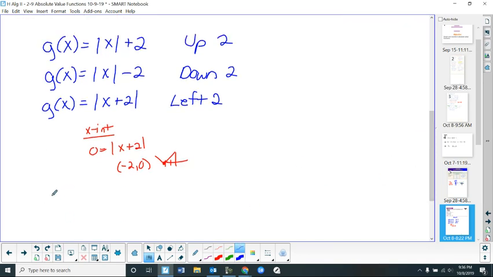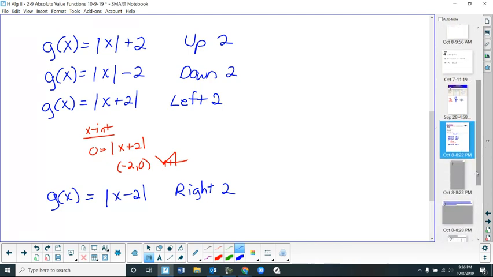And same thing if you have inside the absolute value, x minus 2. Hopefully you guys remember that that goes right 2. So I told you guys that we'd come back to these rules, and here they are again. They don't go away.